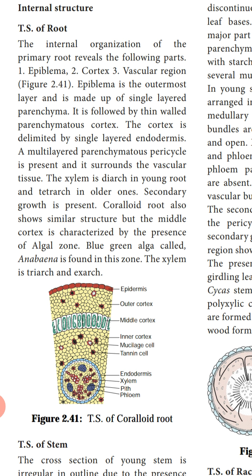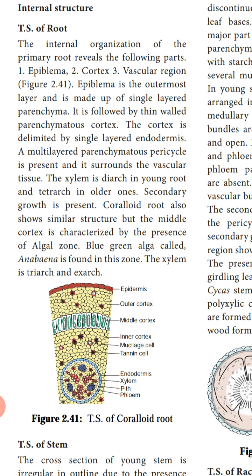So here also we can study, all three tissue systems are present. Epiblema, what is it? It is the outermost layer of the root, made up of a single layer of parenchymatous cells, that is called the epiblema. Next, below the epiblema are a few layers of cortex. So the epiblema is the outermost layer, made up of a single layer of parenchyma. It is followed by thin-walled parenchymatous cortex.